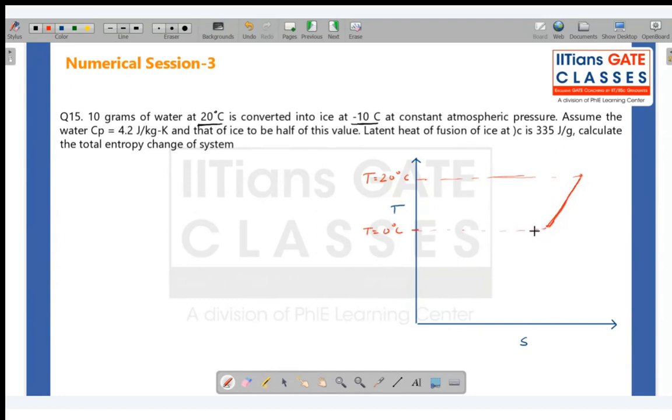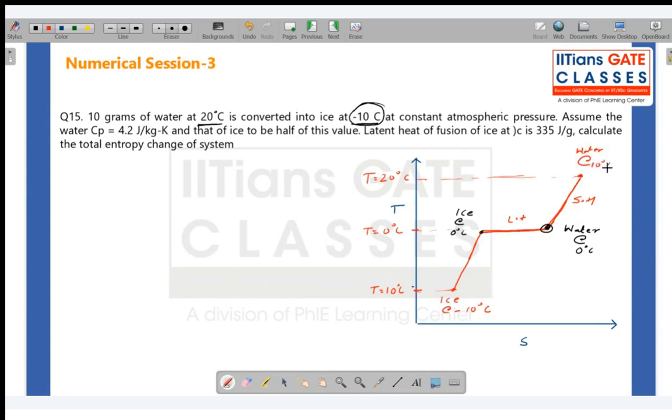Then this water will be converted into ice at constant temperature. The first part is sensible heat, and this is latent heat. At this point it is water at 0 degrees Celsius, and at this point it is ice at 0 degrees Celsius. But we have ice at minus 10 degrees Celsius, so we have to come further down to T equals minus 10 degrees Celsius. Now this is ice at minus 10 degrees Celsius.